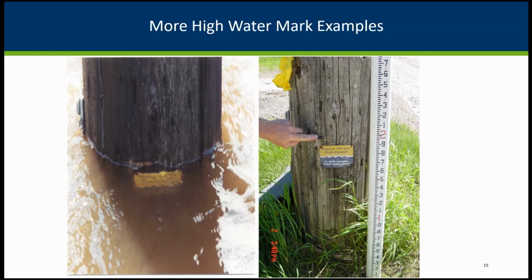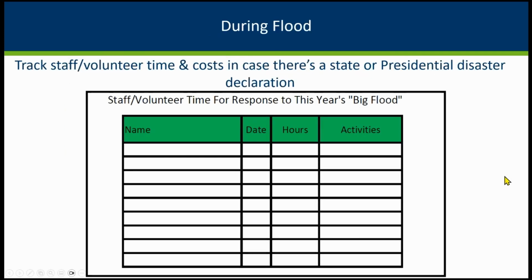We can compare it to the modeling we've got in those areas, see if there's places that we should be looking at updating the modeling because the way the floods actually occurred was different from the way our maps show the flooding occurring. We really encourage you to have a system where you're keeping track of your staff and volunteers and any time they're spending reacting to the floods, because if there is a state or presidential disaster declaration, you're going to need that documentation.